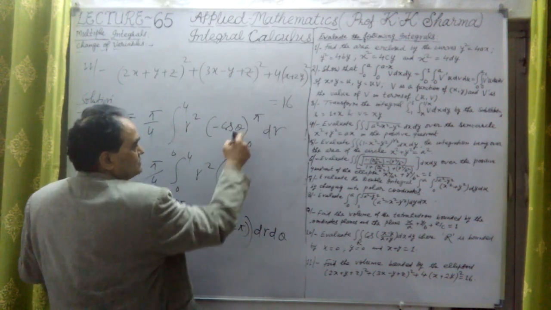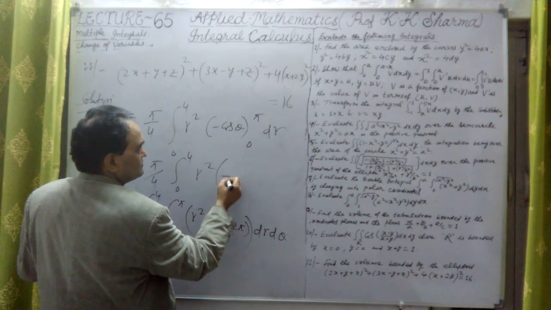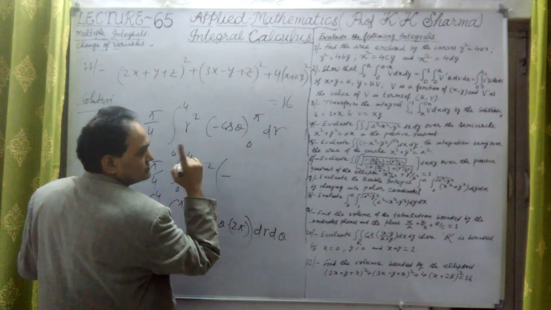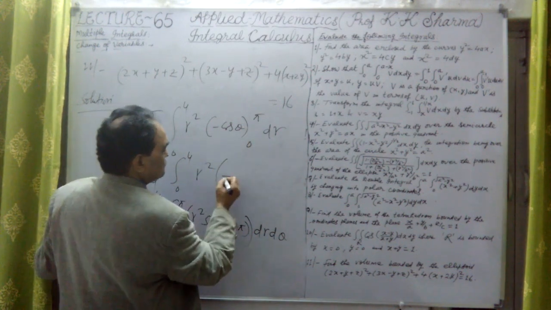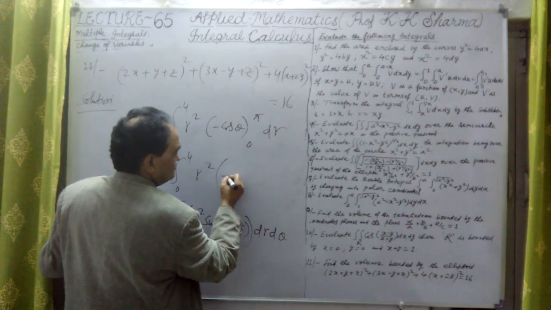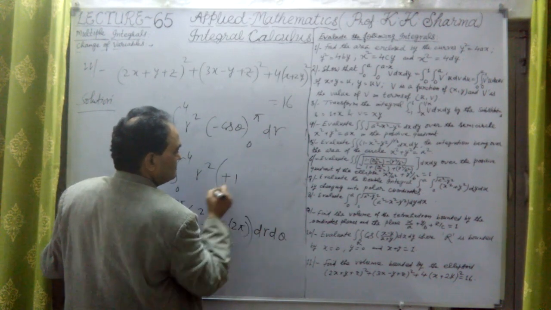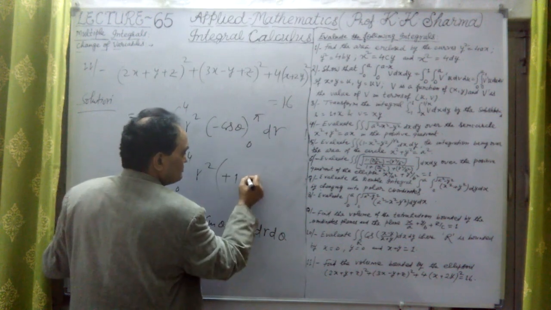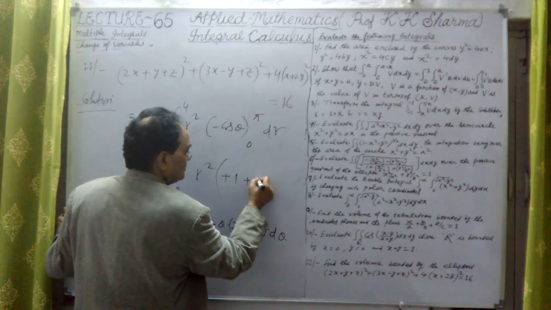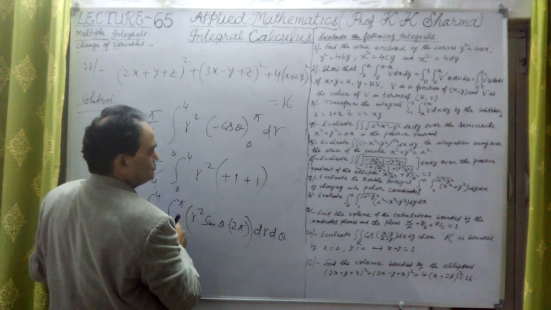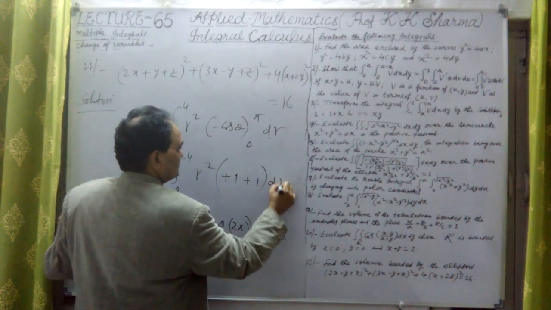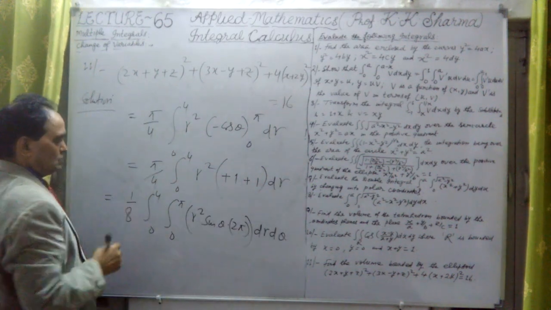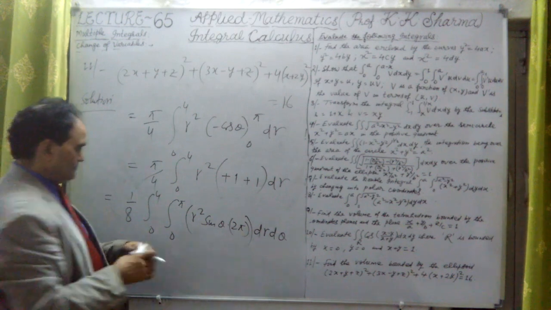At pi, cos is minus 1. Minus 1 plus cos pi is, okay, cos pi is minus 1, so this is plus 1. And cos 0 is 1. This is 1 plus 1, which is 2. This is dr. So this is pi upon 2 only.